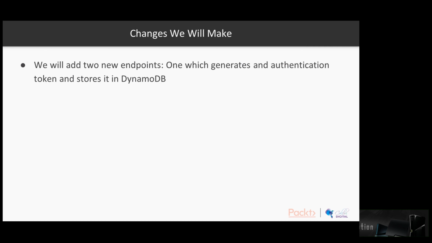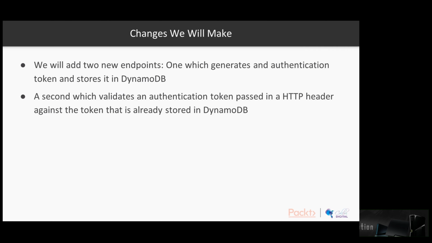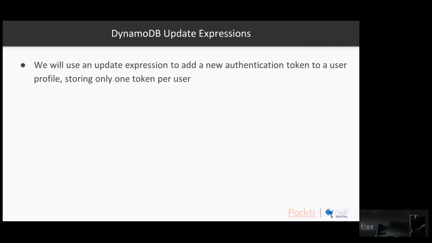So what changes are we going to make? Well, we're going to add two new endpoints, one which generates an authentication token and stores it in DynamoDB, and a second which validates an authentication token that's passed in a HTTP header against the token that's already stored in DynamoDB. So to do this, we're going to use an update expression to add a new auth token to a user profile, storing only one token per user.